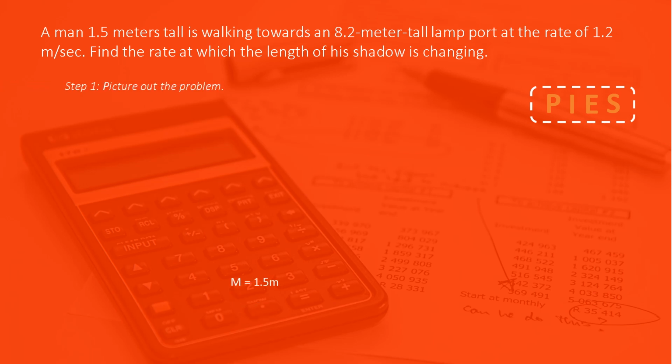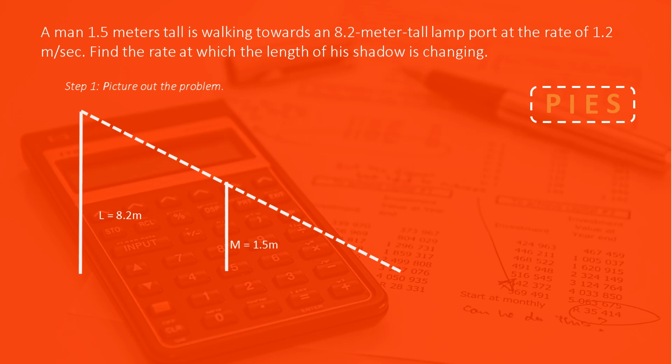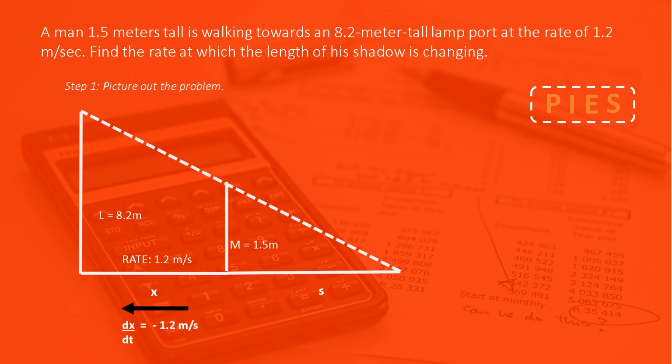So a man 1.5 meter tall, here's the man, is walking towards the lamp, which is 8.2 meter tall, at a rate of 1.2 meter per second. Notice the word towards. Now, if this is the man and this is the lamp, let's take x as the distance between the man and the lamp, and s as the distance of his shadow. If the man is walking towards the lamp, then the shadow of the man must be decreasing. Therefore, dx over dt will be equal to negative 1.2 meter per second.